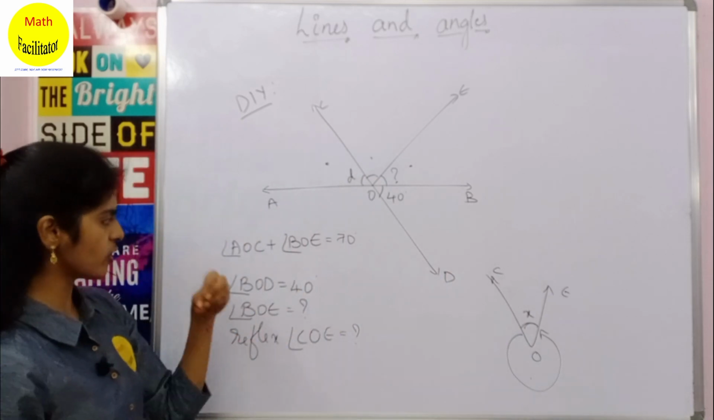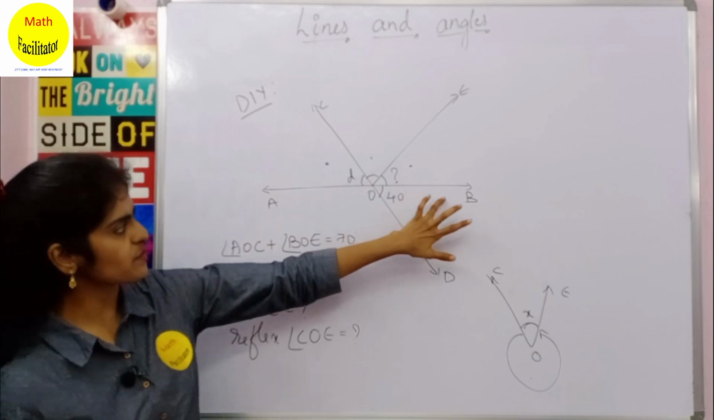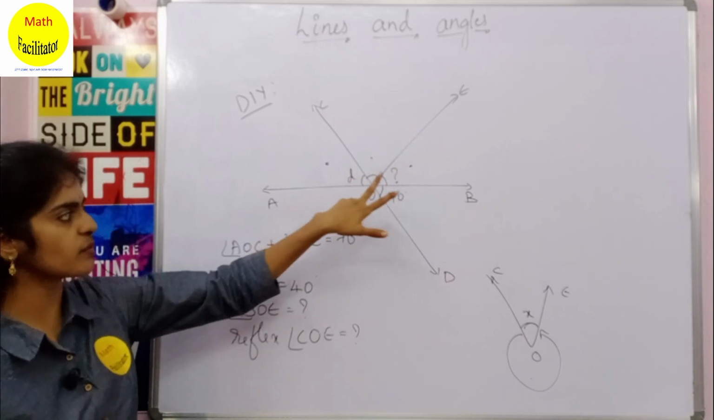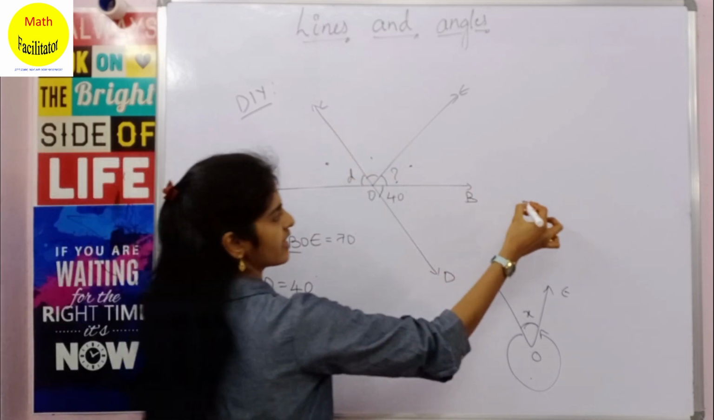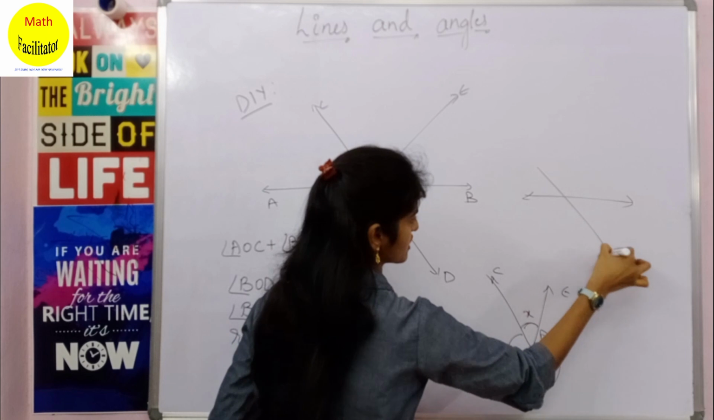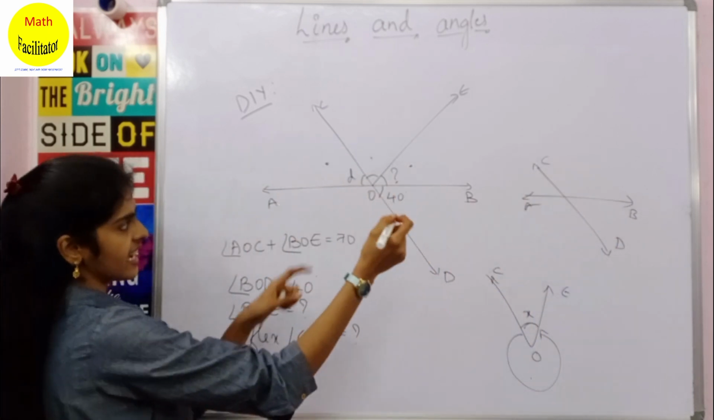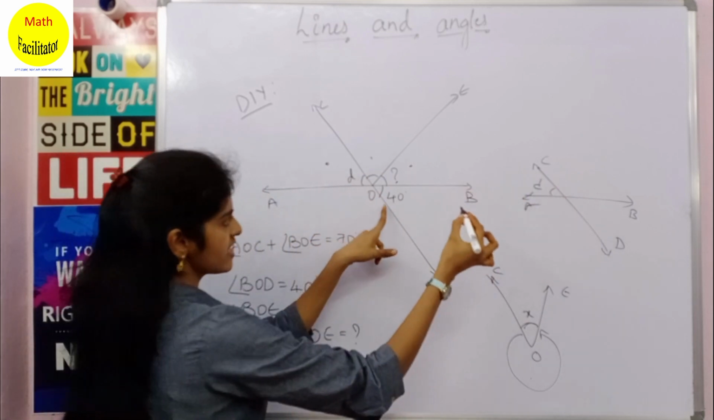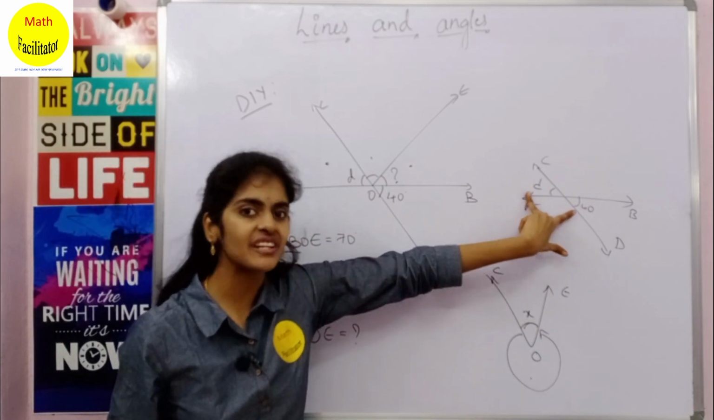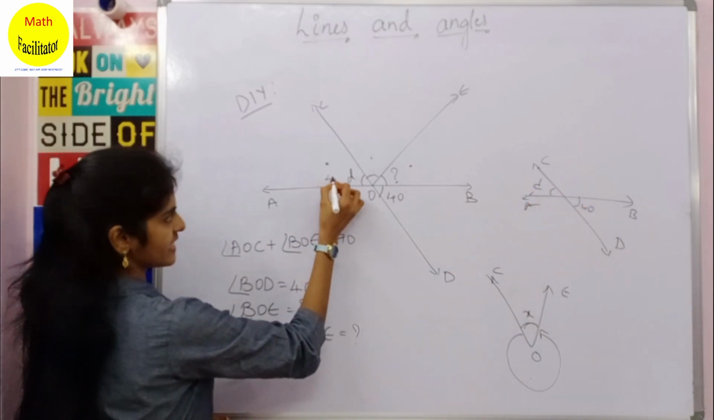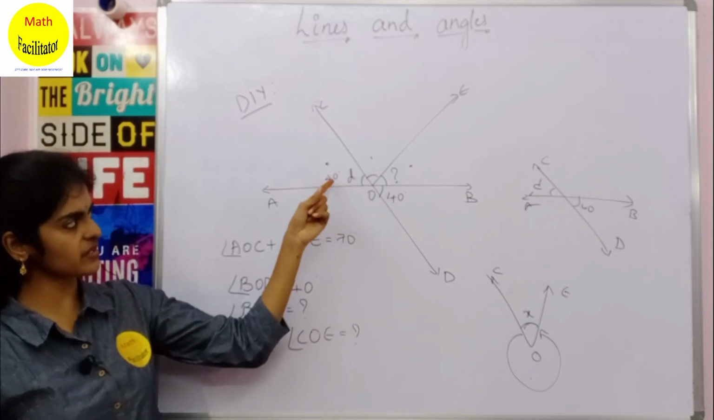Clear? Let me also give you one more clue. Angle AOC plus angle BOE, the sum of these two angles is 70. But you can see here AB and CD are two lines intersecting, and this angle is nothing but D and this is 40. How are these two angles? They are vertically opposite. So from this you can say D is 40 degrees, because vertically opposite angles are equal. So this is 40, which means this is also 40.